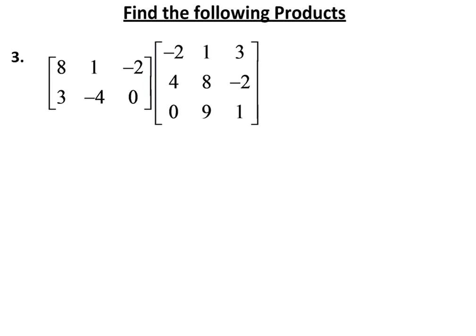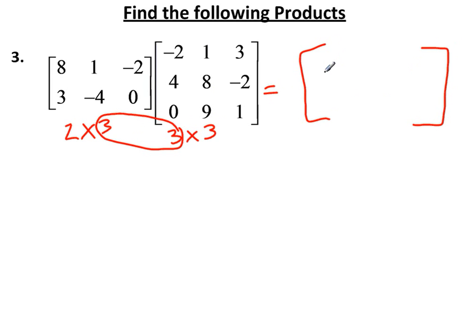Okay, let's try another one. So the first thing we want to do is look at the order. This is a 2 by 3, and this is a 3 by 3. These are the same, so my solution is going to be 2 rows by 3 columns. So 2 rows, but I have 3 columns. And I find it's always easier to put these dashed lines so I fill it in so I know I don't miss anything. This one I'm going to do in a little bit different order, just to see if you can come up with how to get it.